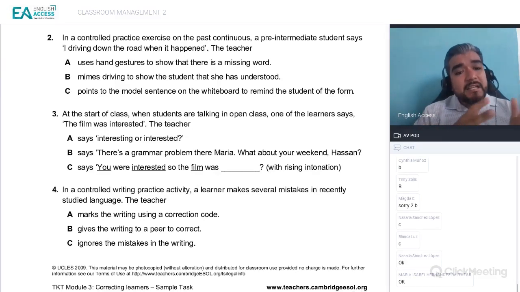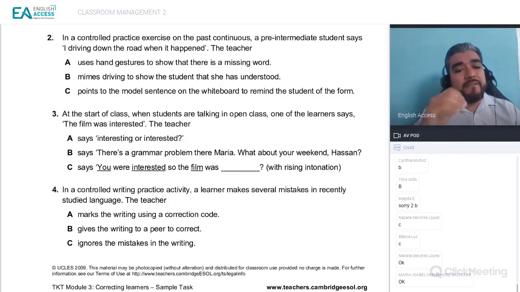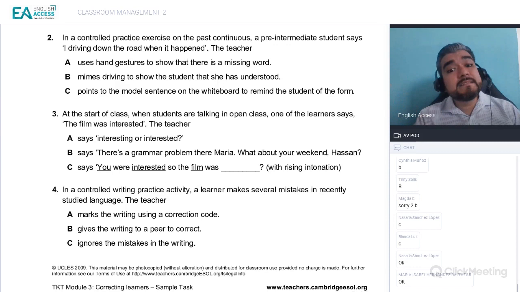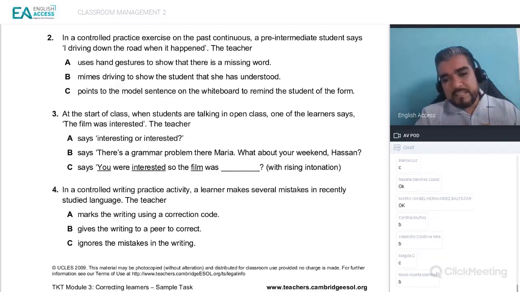Number three, at the start of the class, when the students are talking in open class, one of the learners says, the film was interesting. The teacher says, interesting or interested? The teacher says, there is a grammar problem there, Maria. What about your weekend, Hassan? The teacher says, you were interested, so the film was, with rising intonation. What do you think is not correct? Is not appropriate?